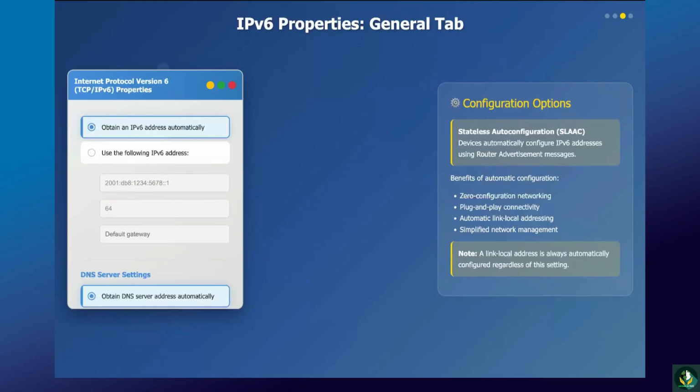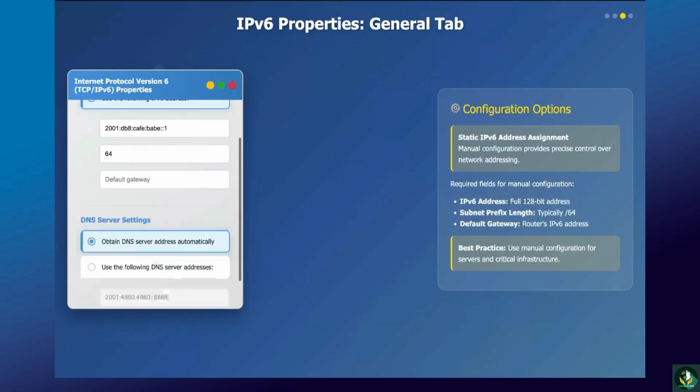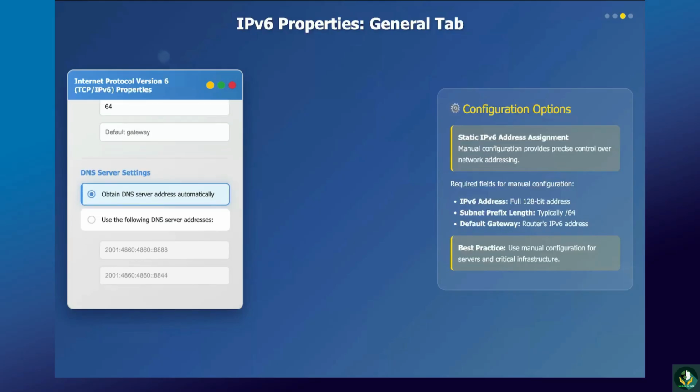So when configuring IPv6 settings on a network interface, the General tab of the Internet Protocol Version 6 (TCP/IPv6) Properties dialog box provides several options. And the first option is obtain an IPv6 address automatically. It enables stateful or stateless auto-configuration, simplifying deployment by allowing devices to configure themselves. Then we can select use the following IPv6 address. It allows manual configuration of an IPv6 address and default gateway. It requires specifying the subnet prefix length, typically /64. And we can also configure DNS server settings here.